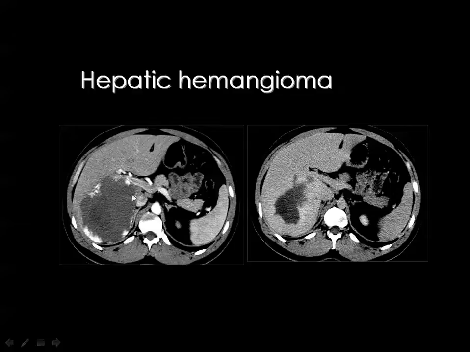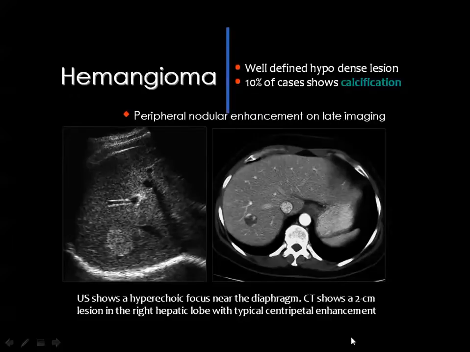Then in cases of large hemangiomas, you get enhancement along the periphery, which is nodular, and if you wait for some time, the hemangioma will start to fill. But in such cases of large hemangiomas, filling will not be complete because the center of the hemangioma is usually thrombosed and it will not fill with contrast medium.